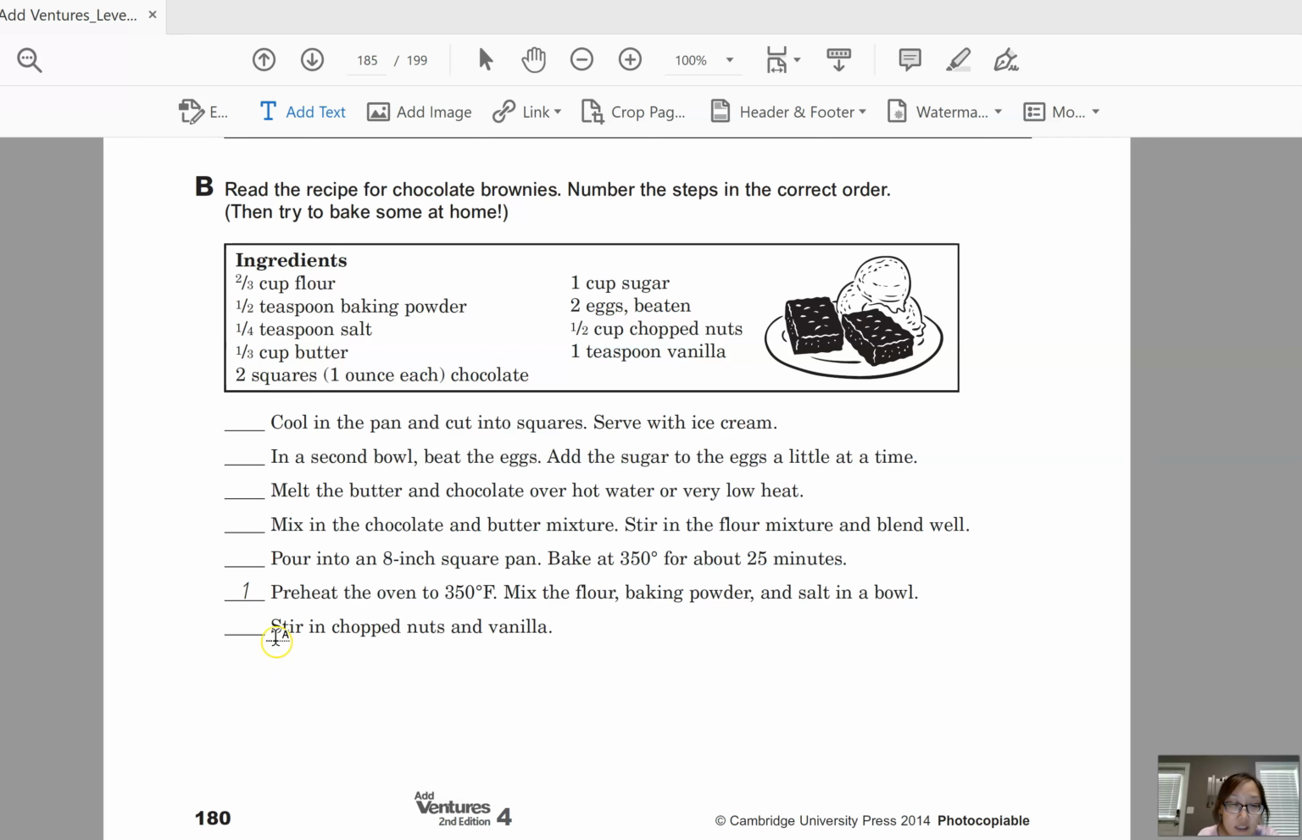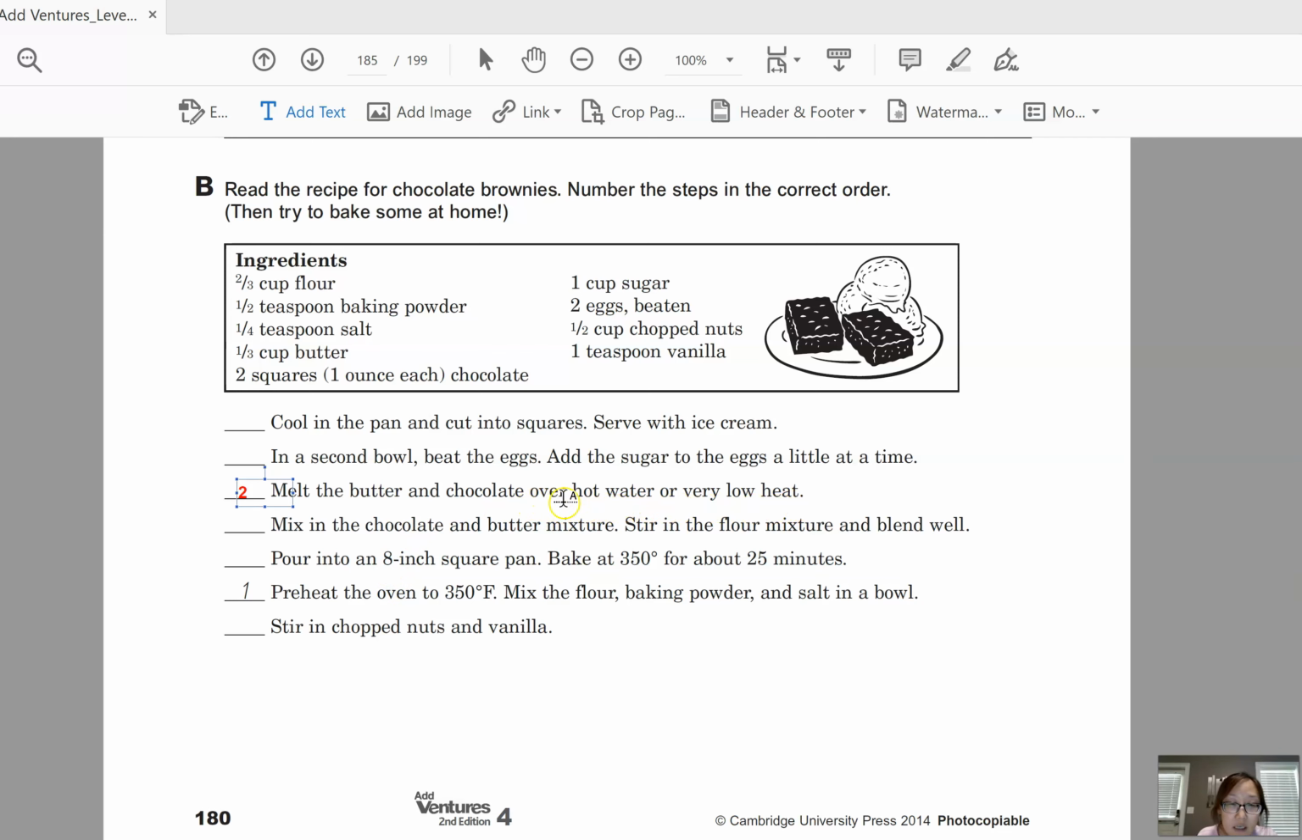Okay, so as you can see, the first step is preheat the oven to 350 degrees Fahrenheit. Mix the flour, baking powder, and salt in a bowl. Okay, and the second one should be this one. Melt the butter and chocolate over hot water or very low heat.